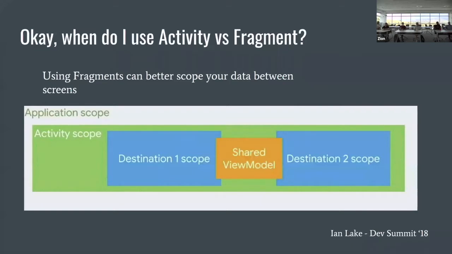And so Ian Lake in the Dev Summit of 2018 showed this diagram in his presentation that using fragments can better scope your data between screens. Here he's got your application scope, your activity scope, and then this is what I felt he was really trying to drill into in his talk: changing our mindset from talking about activities and fragments to talking about destinations, a flow of screens in our app. He also compared it to how we can use view models better to share data between screens with these fragments, where we can scope them to fragments, activities, and I'll show you, you can scope them to nav graphs. Just makes things a little bit easier to work with in your app.